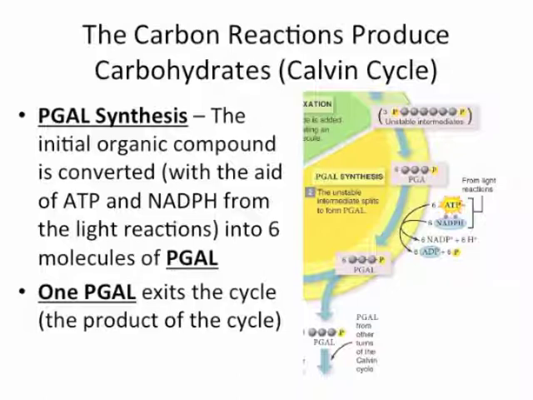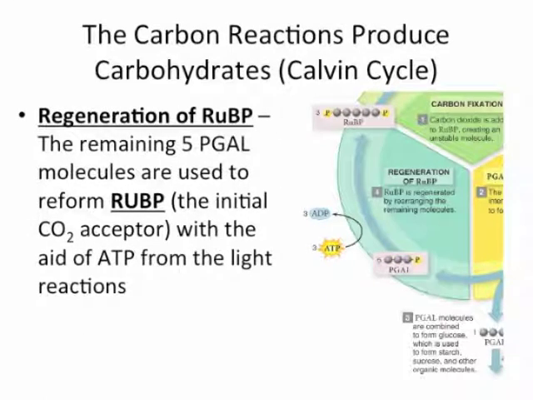One of those will leave the cycle, so only one of the 6. The other 5 are going to be converted back into our starting sugar, RUBP again. So pGal synthesis uses energy from the light reactions to make a bunch of pGal, and then the rest of the pGal that doesn't exit the cycle goes back up and forms RUBP again.